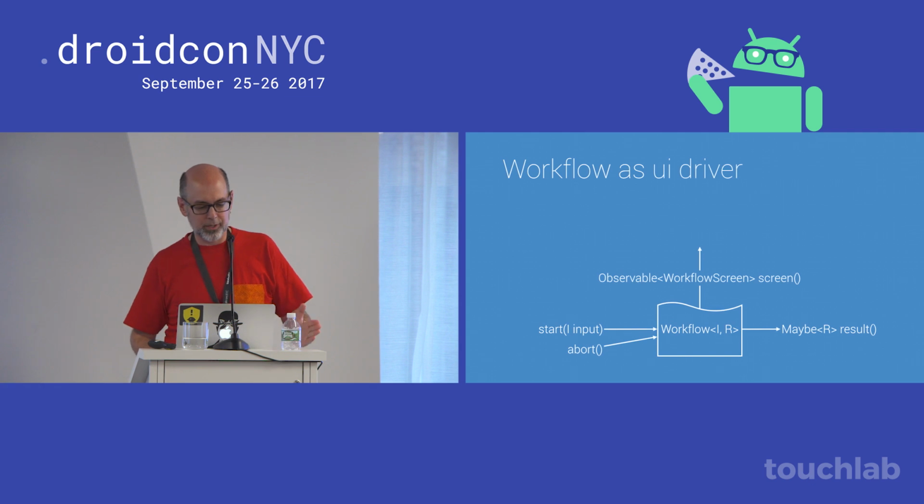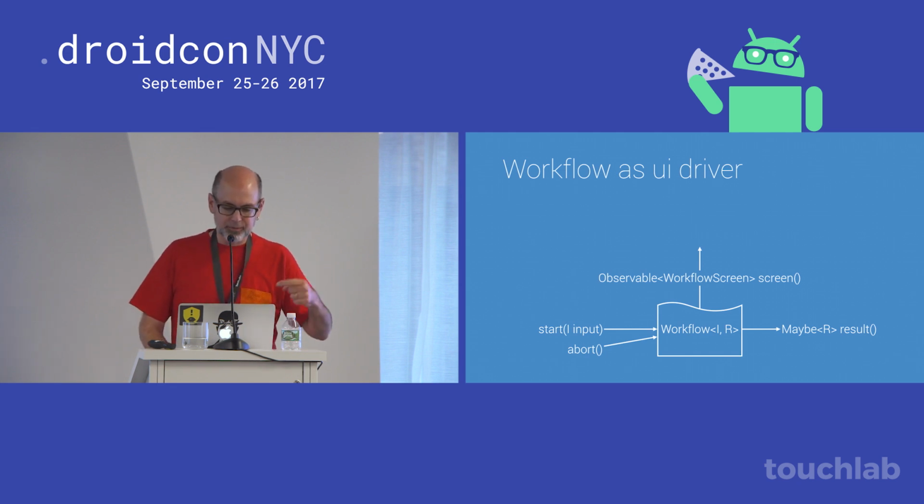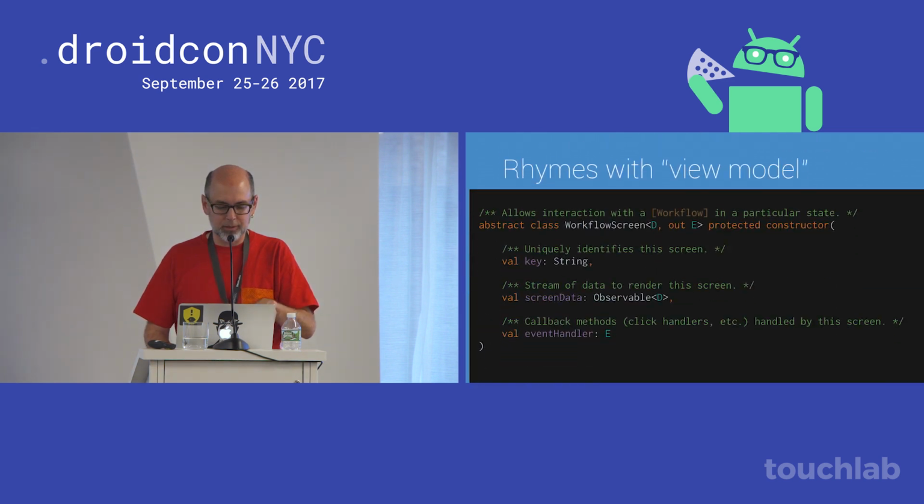While the workflow is getting between points A and B, the start method and the eventual result, it's producing observables of these things called work screens, or workflow screens. Each workflow screen is exactly as much information as you need in order to render a particular view. Diving into the workflow screen notion a bit more, it really should be called a view model. But that name is taken. Google took it. That's fair. They've got definitely higher dibs than we do.